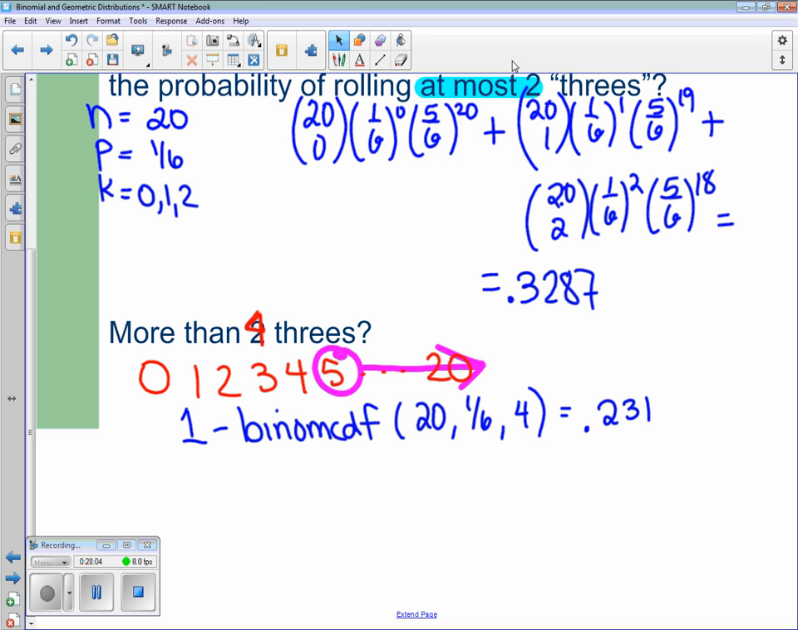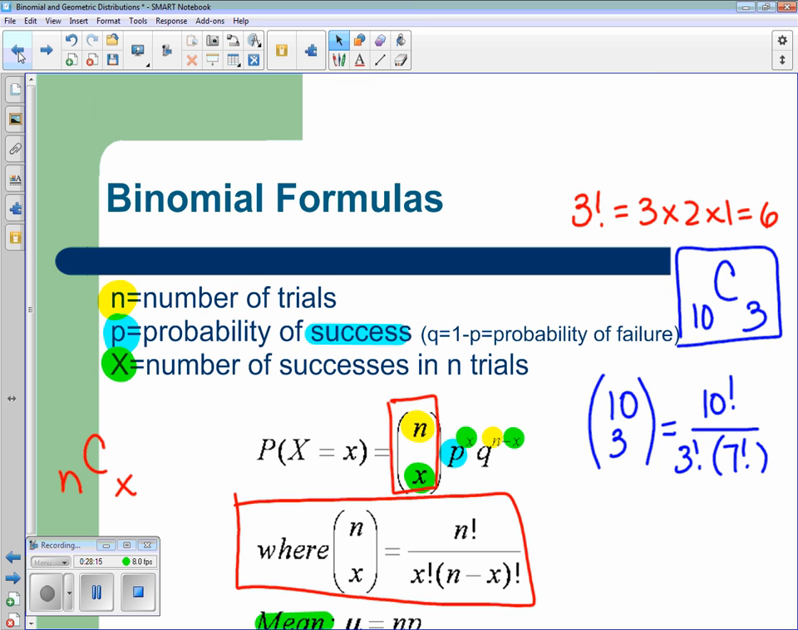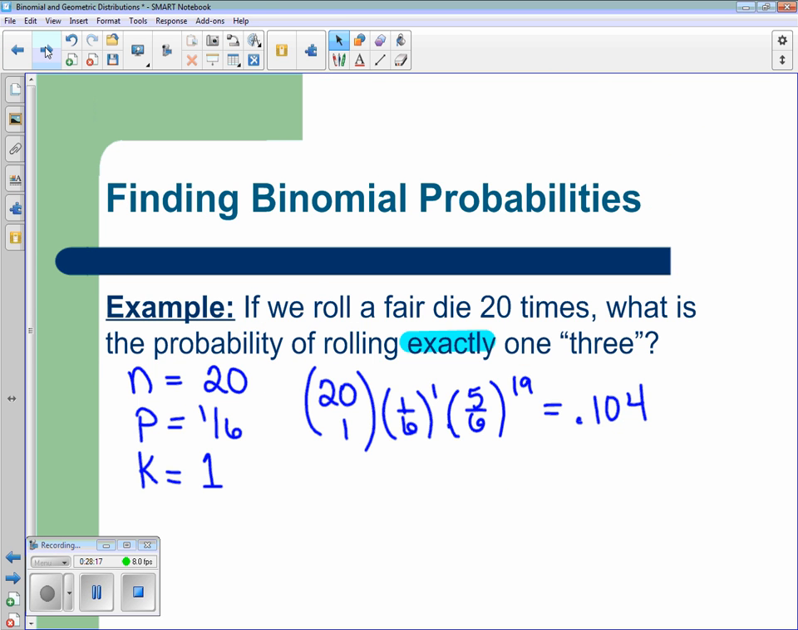You always use the CDF if we're talking about a greater than or less than. PDF is when it says the word exactly. So for example, exactly, we could have done binom PDF here.